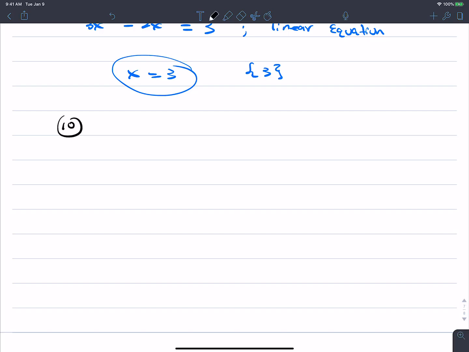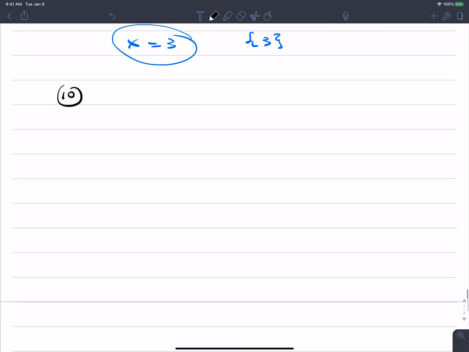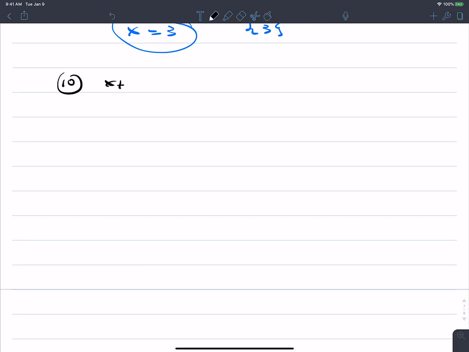So let's keep going here. What's number 10? x plus 2 over 5 minus 1. What does that equal? x minus 2 over 4. Okay.